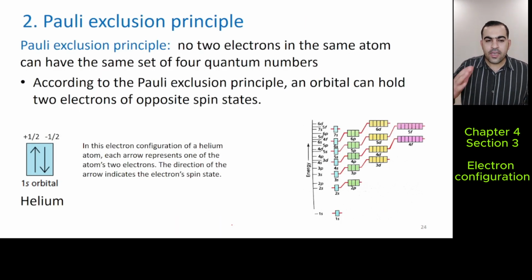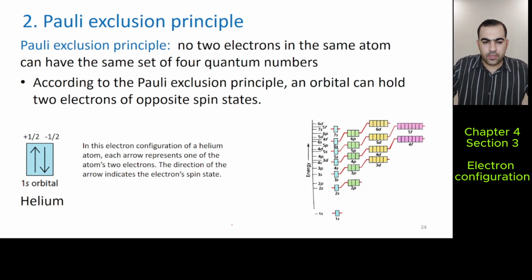Okay. The second rule, the Pauli exclusion principle. Pauli says no two electrons in the same atom can have the same set of 4 quantum numbers. It means there are no two electrons in an atom that have the same 4 quantum numbers.